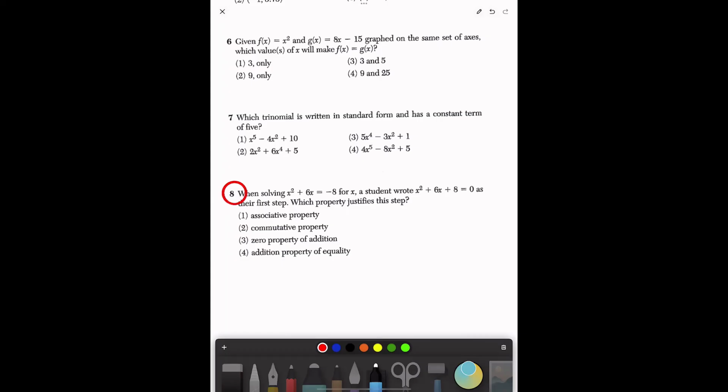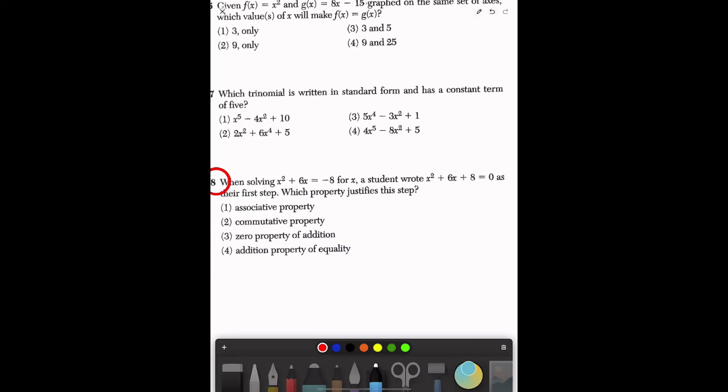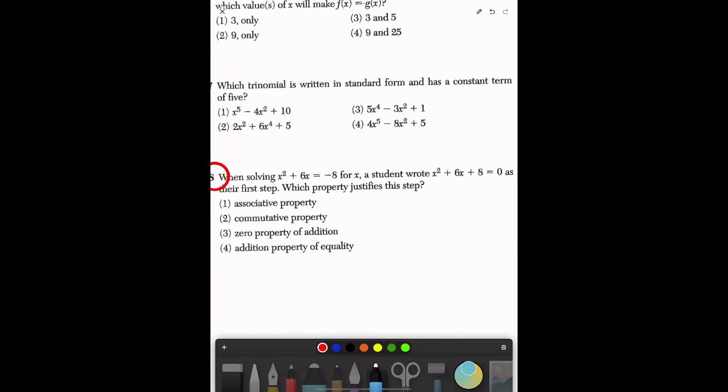Now, when you're trying to use the quadratic formula, you have to set the quadratic equation equal to 0. So that's what's going on here. They're going to move that negative 8 to the other side. How do they do that? Well, they're just doing the opposite. They're adding 8 to both sides. And that's how we get this.